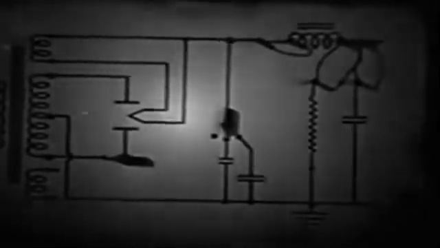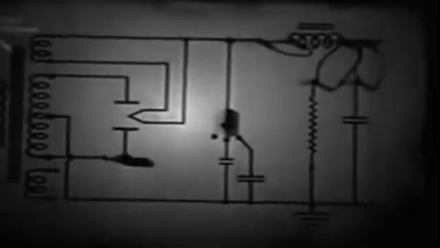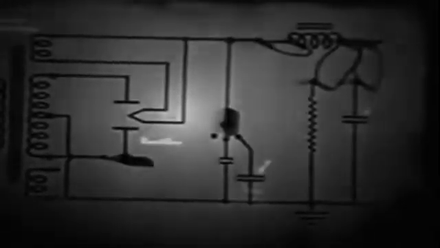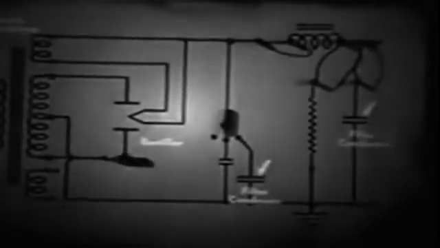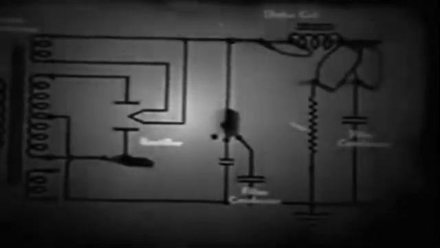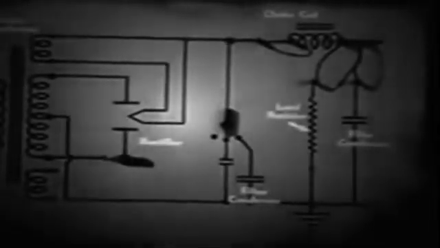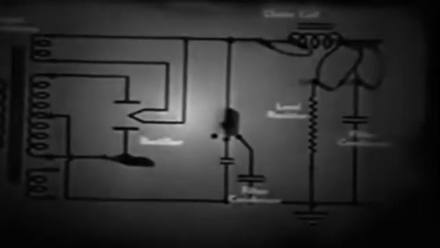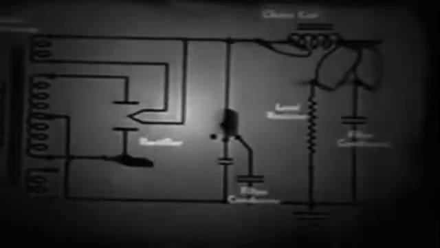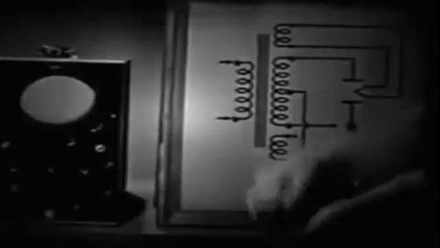The unit consists of a transformer, rectifier, condensers, choke coil, and load resistor. It delivers an almost pure direct current, which can be used to power many types of electronic and radio devices. Let's hook up the oscilloscope to make a complete check of the power supply unit.